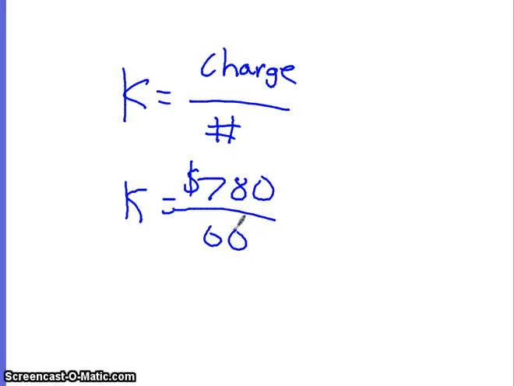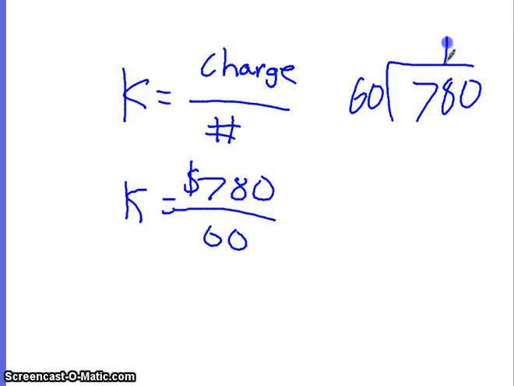So what is that going to end up being? What is 780 divided by 60? How many times does 6 go into 78? 13. Okay, so the answer is 13. So she charges $13 per K, $13 per head.